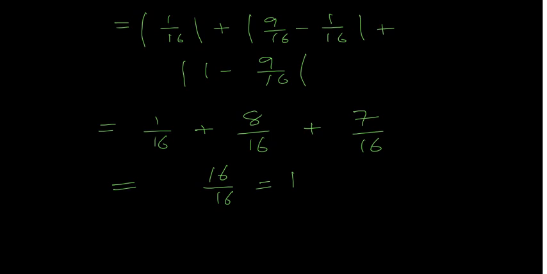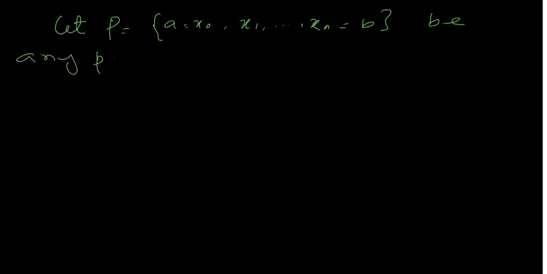Okay, so for this we have to choose any partition, then we have to take the supremum. So let's choose any partition. Let the function be f of x equal to x square. Let P be a equal to x0, x1, up to xn, which is equal to b, any partition of the closed interval 0, 1. Okay, then what will be the variation?